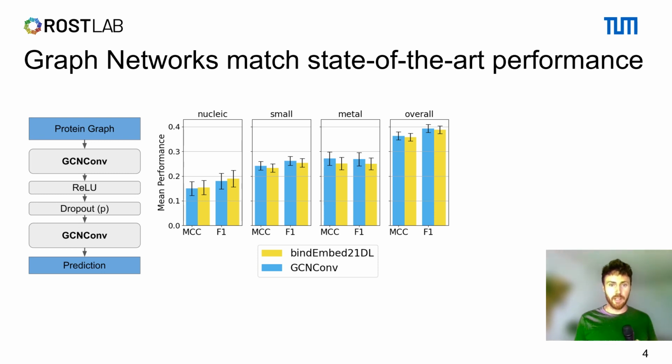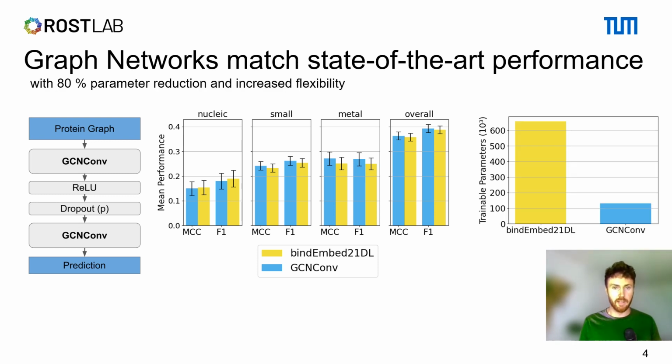Now, our first architecture for a predictor consisted of 2 layers of graph convolutional networks. And we found that with this simple model, we actually matched the performance of the state-of-the-art predictor, bindEmbed21DL from Littmann et al., but with about 80% fewer trainable parameters. Another nice side effect of this graph network approach was that we could predict arbitrary sequence lengths, while with bindEmbed21DL, that was capped at about 800 residues.